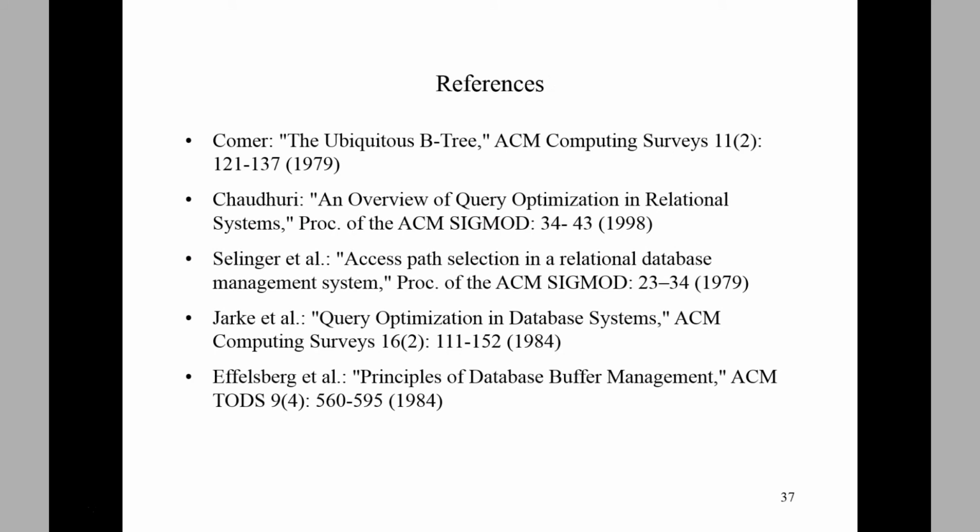For additional information about what has been presented in these 2 videos, we give you some very useful references here. The Ubiquitous B-Tree by Douglas Comer was a paper that we referred to in our first video. The paper by Jarke and Koch is also listed here, a paper that appeared in the ACM Computing Surveys. We mentioned a couple of other papers that would also shed light on the internal workings of a relational system and query optimization. This paper by Chaudhuri is a very good paper, providing an overview of query optimization, and the paper by Selinger was written based upon work done in the IBM prototype called System R.